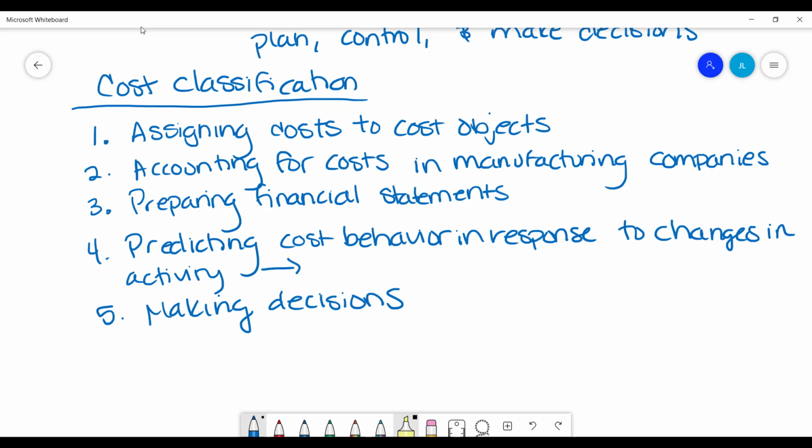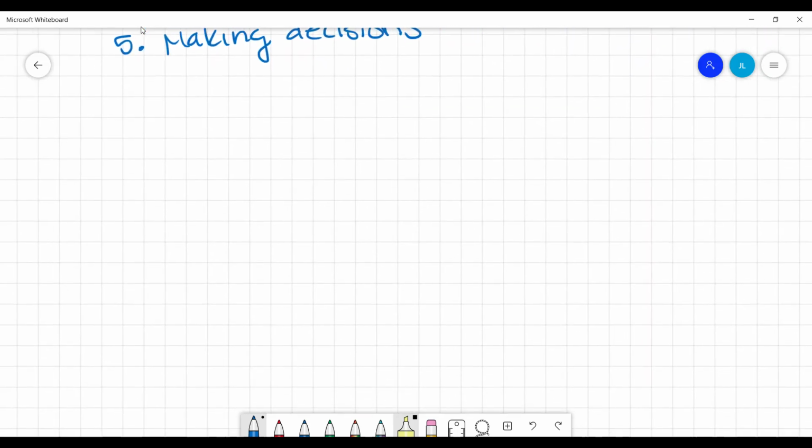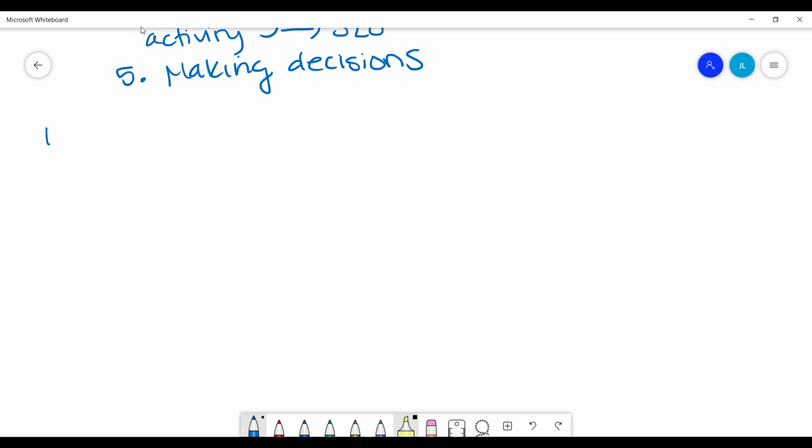But keep in mind this number 4, if you look on that syllabus, has everything to do with our SLO, okay? This number 4 here, which we'll touch on, you're going to look at over and over and over again in this class. So just keep that in mind. And making decisions, okay? So we're going to start off with that first one. This is actually the first learning outcome, but I'll just title this. So for reference, assigning costs to cost objects.